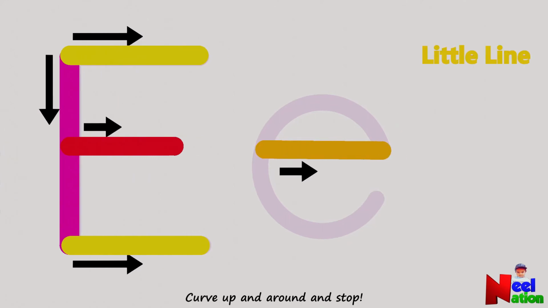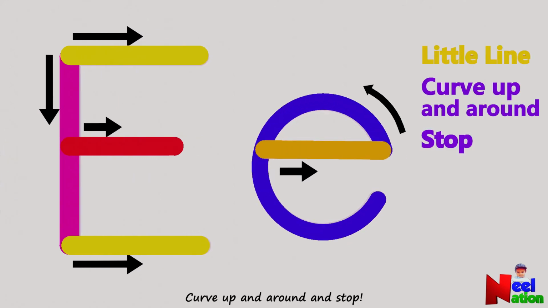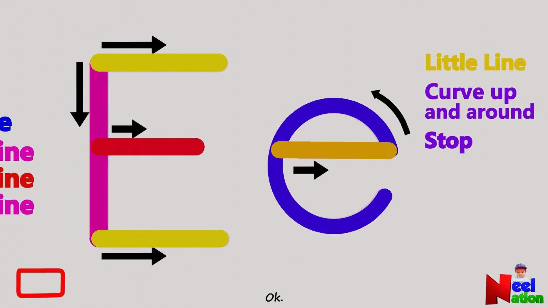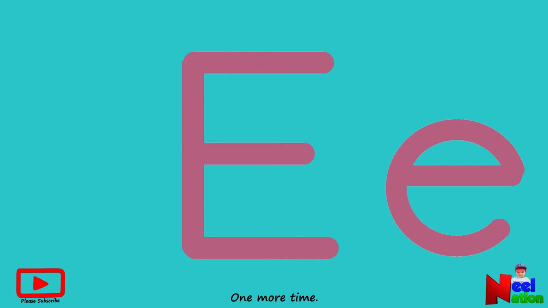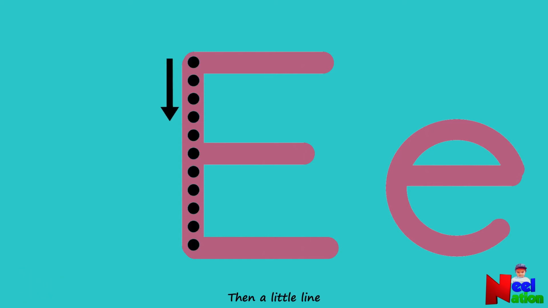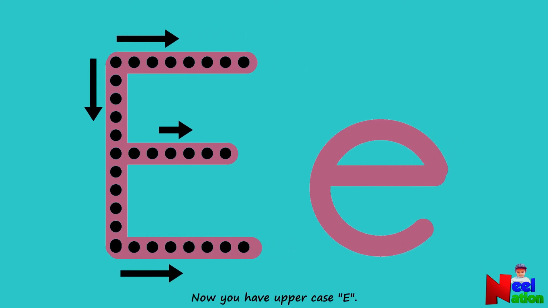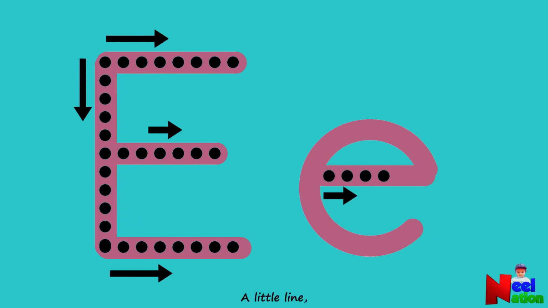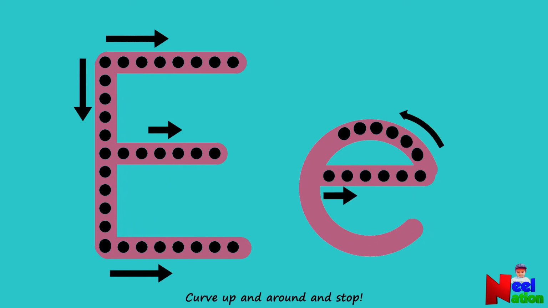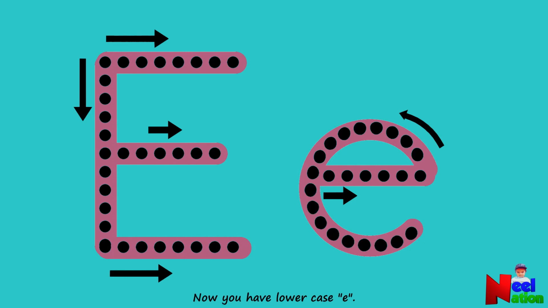A little line, curve up and around and stop. Now you have lowercase e. Okay. One more time. Draw a big line, then a little line again, a little line again. Now you have uppercase E. A little line, curve up and around and stop. Now you have lowercase e.